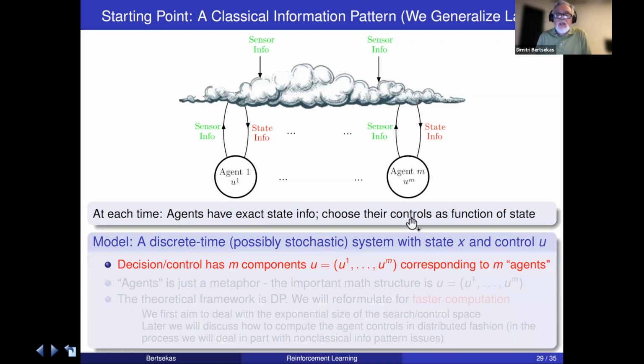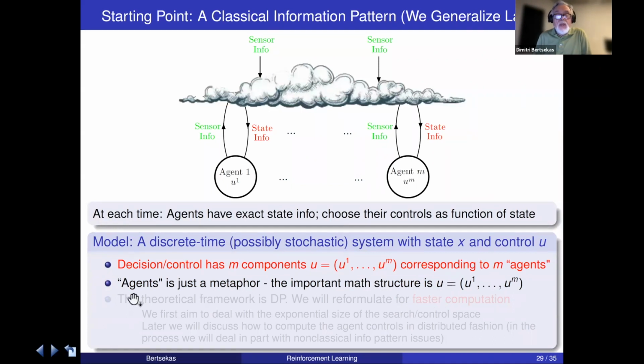So this becomes classical dynamic programming involving a system with some state X and some control U, possibly a stochastic system. And the characteristic feature of this problem and the most challenging part of the formulation is the fact that the control has M components corresponding to the M agents. And that explodes the control space, making computations very challenging.